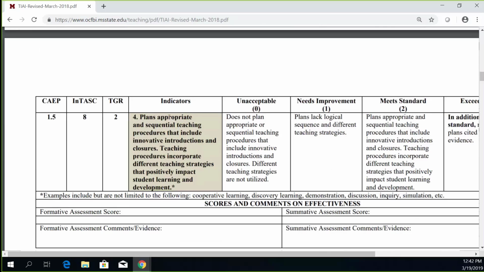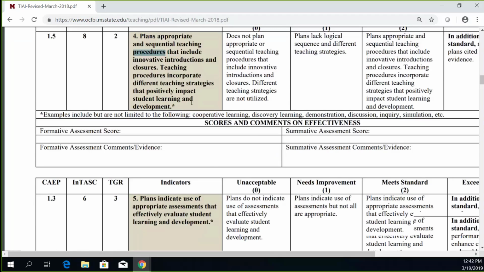As you scroll down, plans appropriate and sequential teaching procedures. What column do you think that would be in on your lesson plan? It would be this word: Procedures. So did you have a good sequential order? Did the procedures move well in your lesson plan?